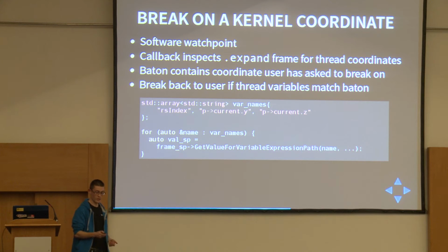The way we check the current state of the process is because we've hit a kernel breakpoint, we can just walk the stack looking for the .expand function. And once we see it, because we went to all that effort of adding debug info to BCC, we can just easily check those three variables, compare them against the baton really simply, and then break back to the user if they match. So that's quite a nice bit of functionality thanks to hooks.